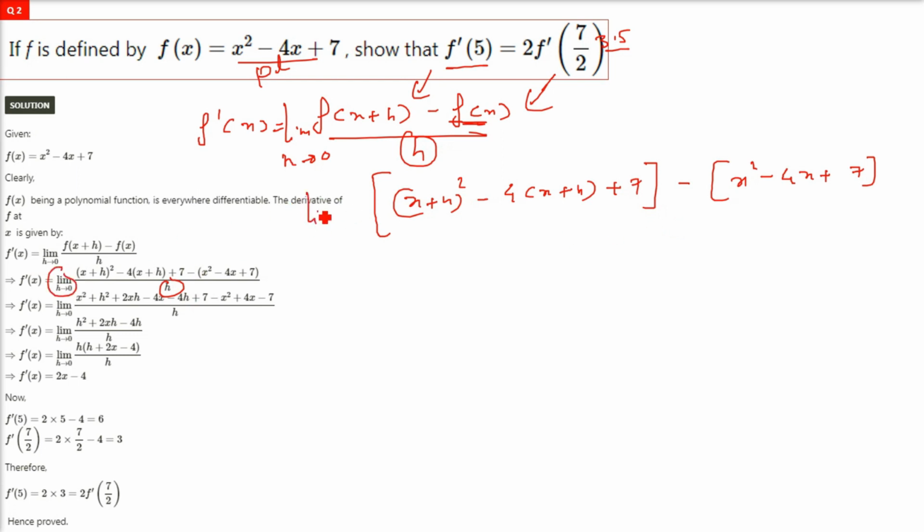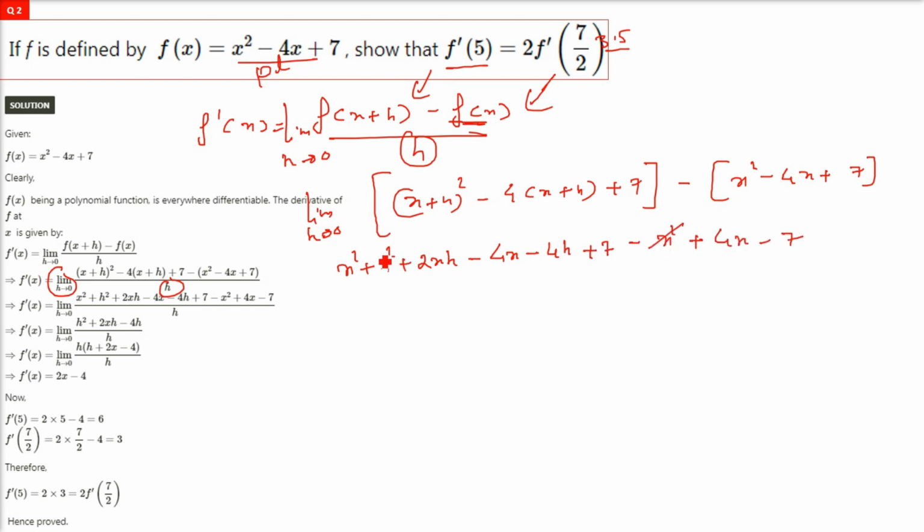So limit h tends to 0 and division by h, I am going to write it later, but you have to write it every time, every step it has to be there. So we'll just open this, (a+b) whole square, so x square plus h square plus 2xh and minus 4x minus 4h plus 7, and now change the sign because negative is there, so minus x square plus 4x minus 7.